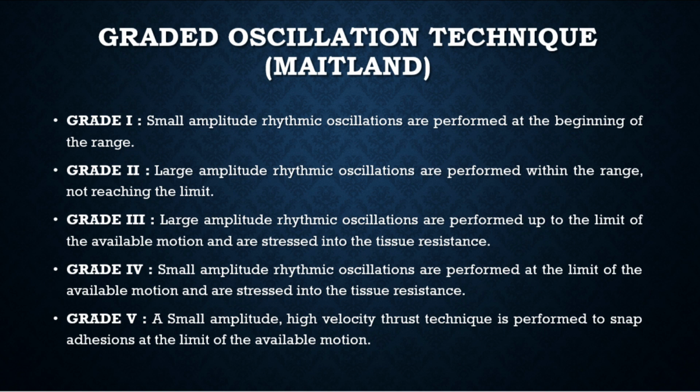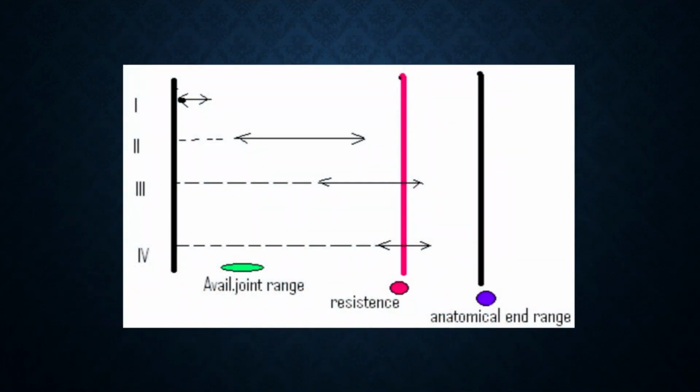In grade 1, small amplitude rhythmic oscillations are performed at the beginning of the range. In grade 2, large amplitude rhythmic oscillations are performed within the range, not reaching the limit. In grade 3, large amplitude rhythmic oscillations are performed up to the limit of the available motion and are stressed into the tissue resistance. In grade 4, small amplitude rhythmic oscillations are performed at the limit of the available motion and are stressed into the tissue resistance.